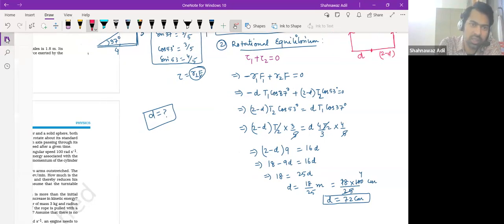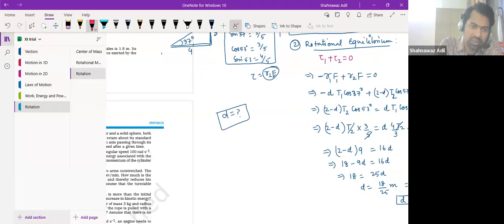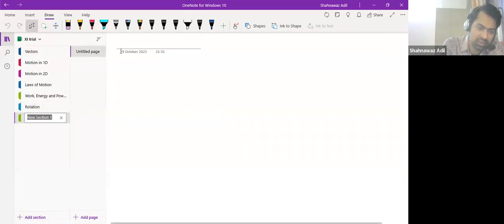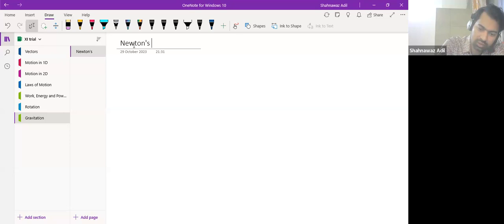Now let us start this new chapter, which is gravitation. Newton's law of gravitation.